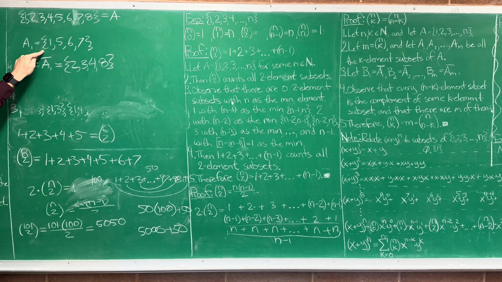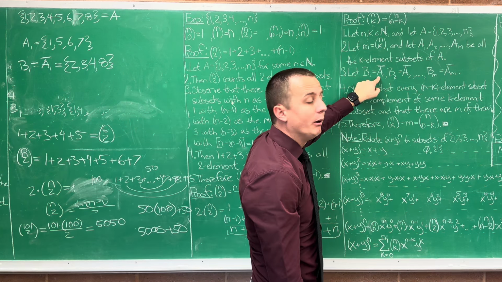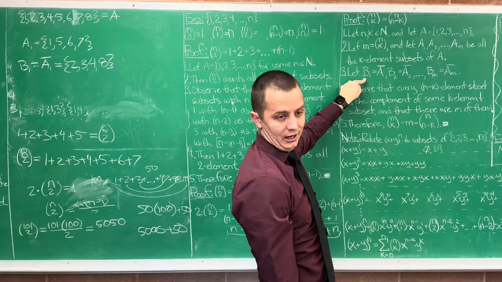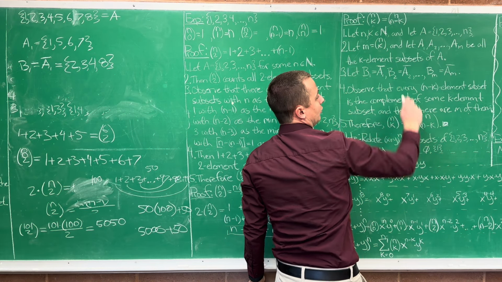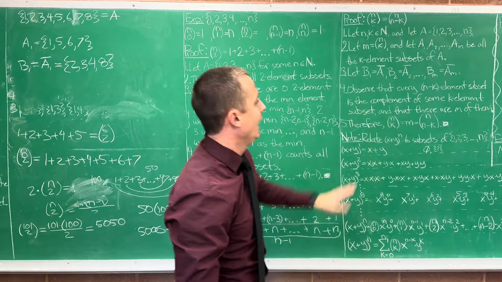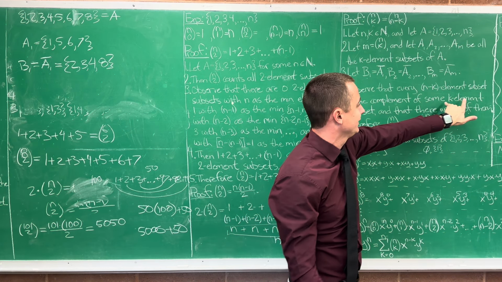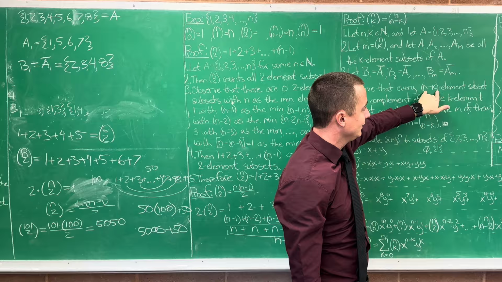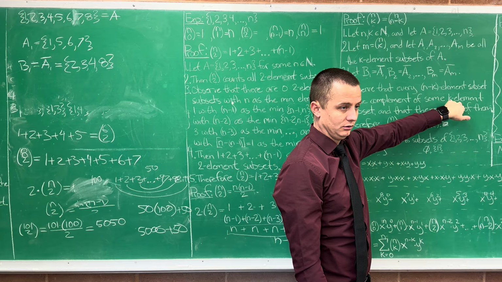So the complement is everything not in the set. With me so far? So every time I pick A1, I leave behind B1. B1's everything that wasn't in A1. So I'll let B1 be A1's complement, B2 be A2's complement, Bm be Am's complement. Now observe that every n minus k element subset is a complement of some k-element set. Anytime you make an n minus k subset, you left behind k elements.